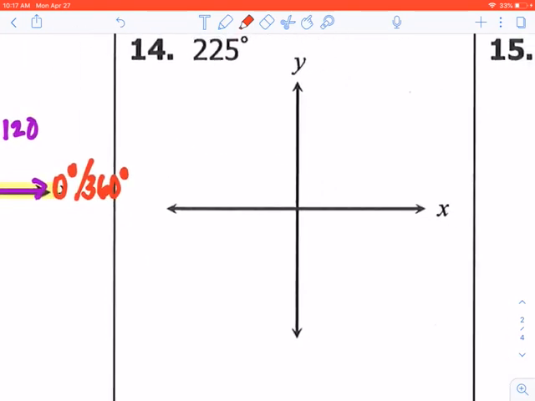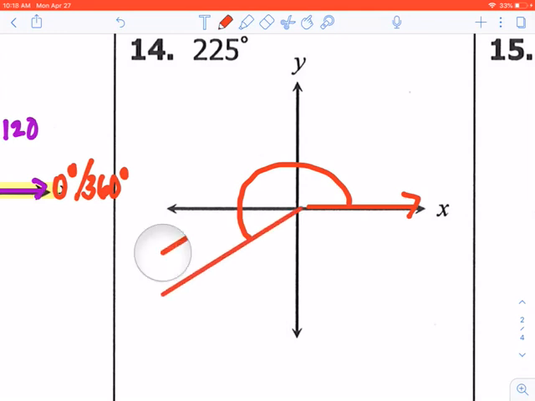They're very important. 225 degrees. All right, let's look at the angle 225 degrees in standard position. So I'm going to start here, and I go 225 degrees. So I go 90, 180, and 225 is going to be right about there, between 180 and 270. And so this is my 225 degree angle.